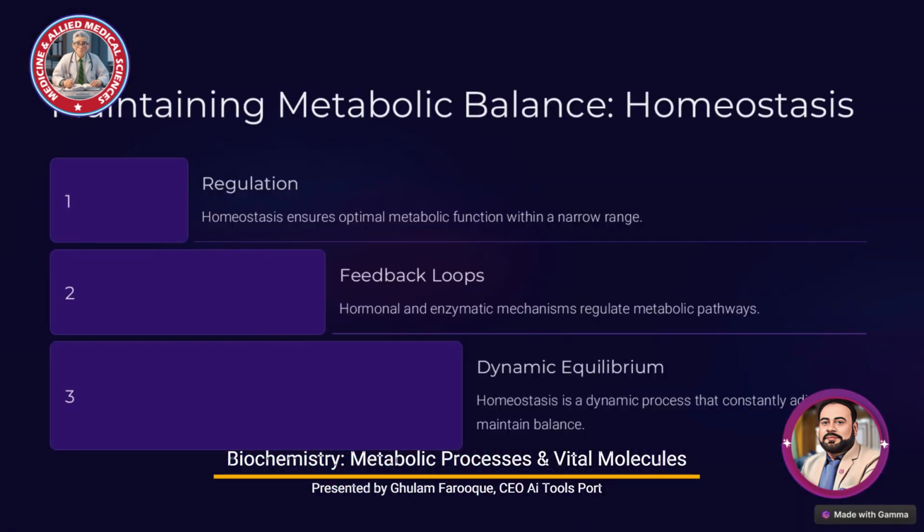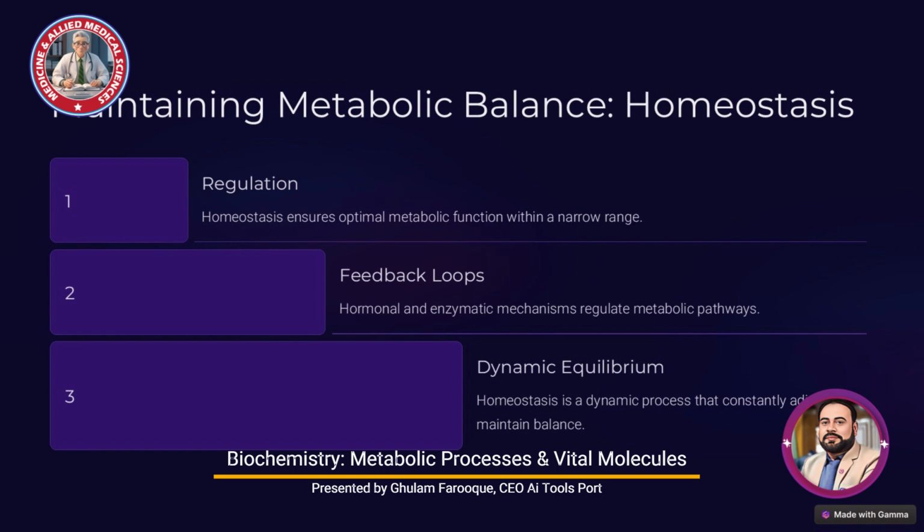Feedback loops are the mechanisms that regulate homeostasis. There are two main types. Negative feedback. This is the most common feedback mechanism in the body. It works to counteract any changes, bringing the system back to its set point. Negative feedback loops help maintain stability.